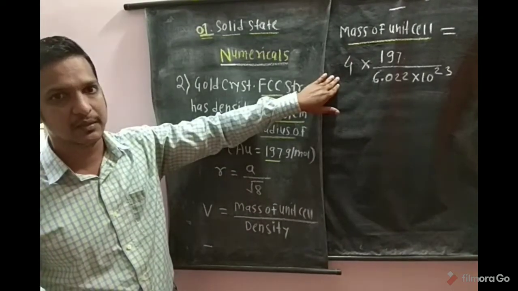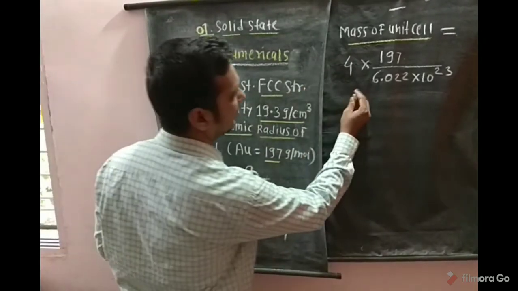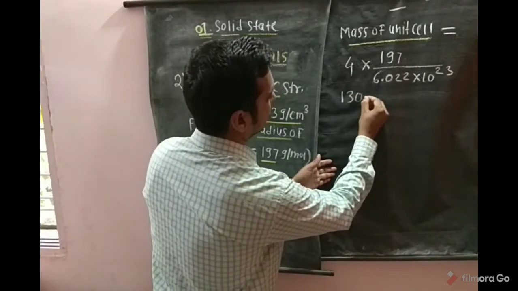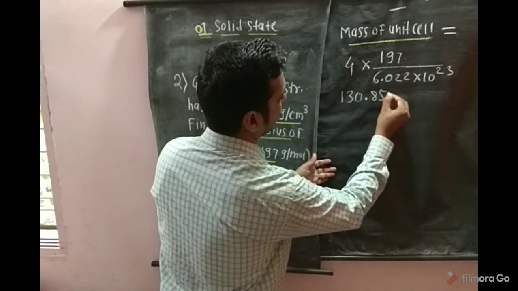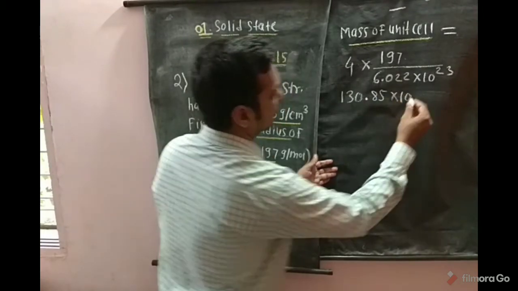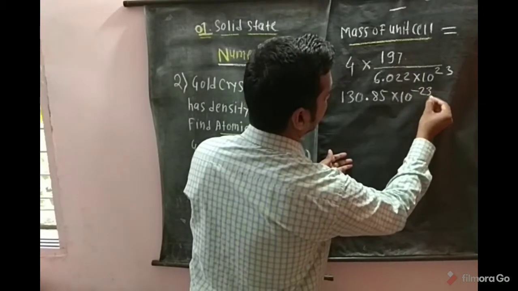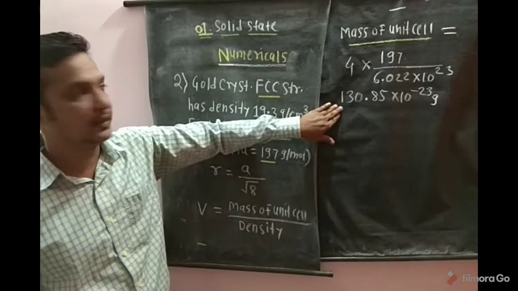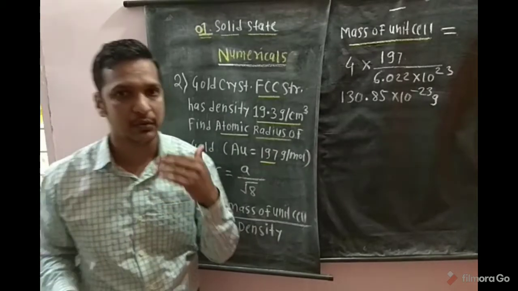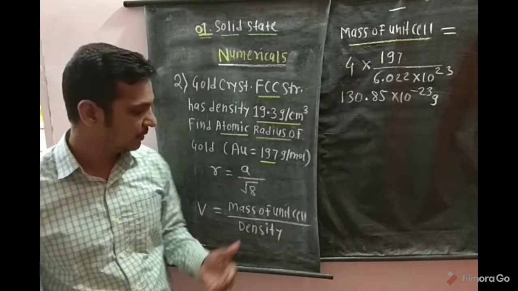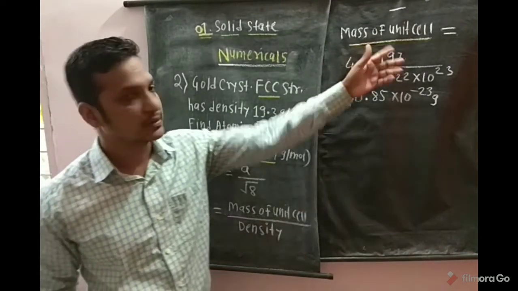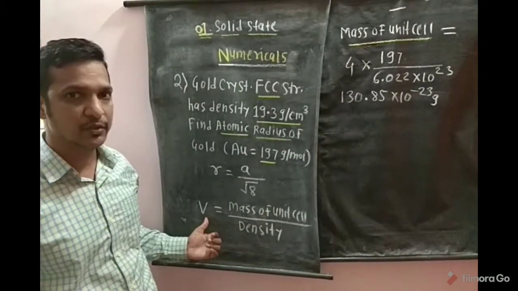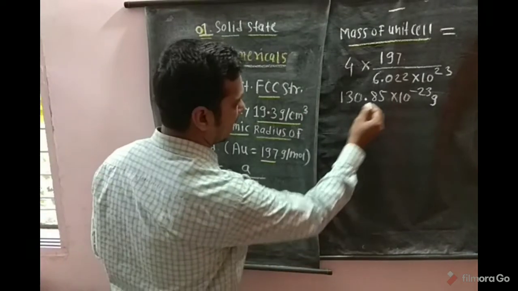So by solving this, we will get 130.85 into 10 raised to minus 23 gram, which is nothing but the mass of unit cell. Now I am putting this value in the formula for the calculation of V.